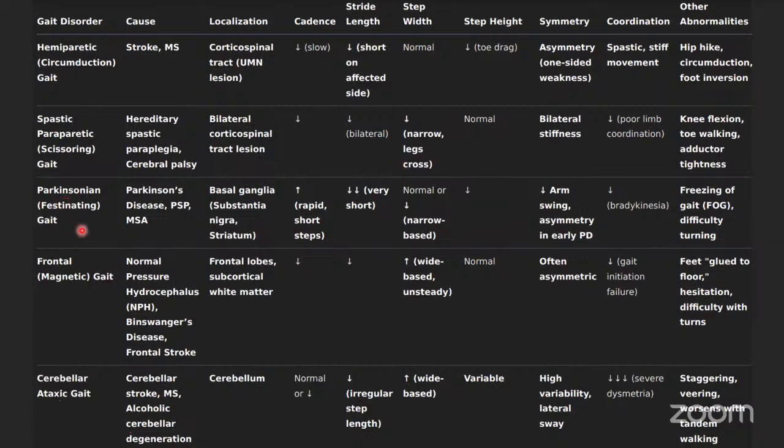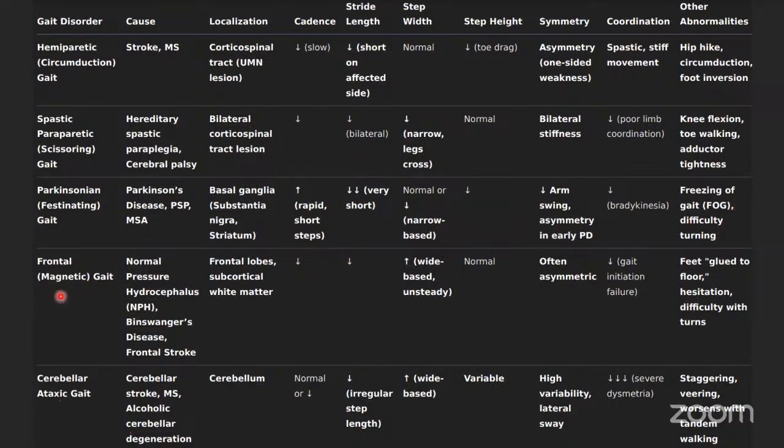In Parkinsonian gait, the localization is basal ganglia, substantia nigra and striatum. The cadence is increased, that is rapid, short, shuffling steps, festination. The stride length is very short. Step width is decreased, and the step height is decreased. As for symmetry, the arm swing can be reduced on one side, and asymmetry is found in early Parkinsonism, while in the late stages it can become bilaterally symmetric. There is bradykinesia and impaired coordination, and other abnormalities are freezing of gait and difficulty in turning.